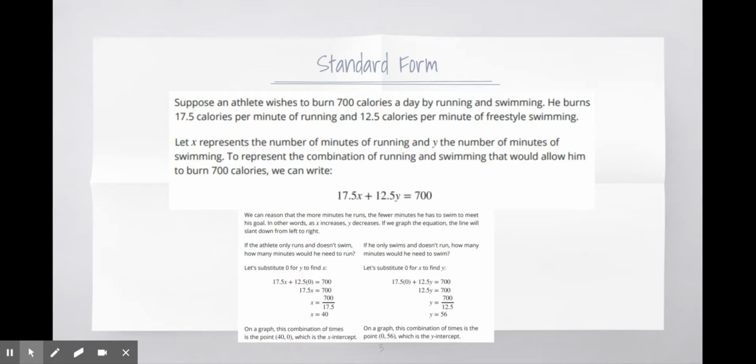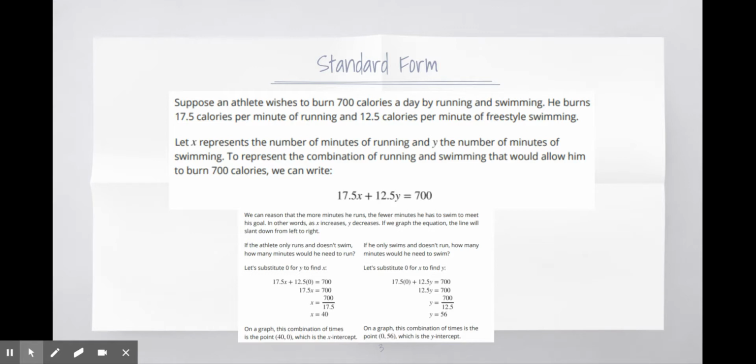A couple of things before we get into reviewing how to find the X and Y intercept. In a situation like this, we talked about this in class, not this particular situation, but the more minutes he runs, the fewer minutes he has to swim to meet his goal. So in other words, as X increases, Y decreases. And so if we're picturing what the graph of this would look like, it would slant down from left to right. So I should be thinking right now that the slope is going to be negative.